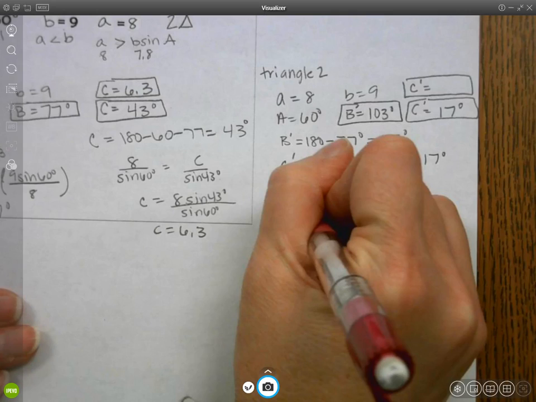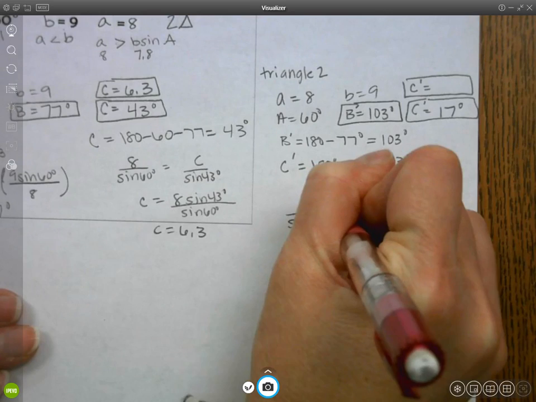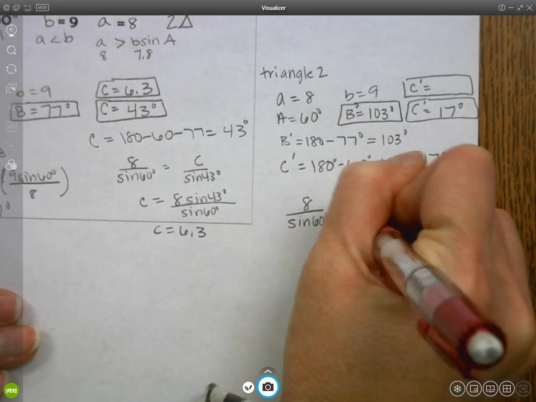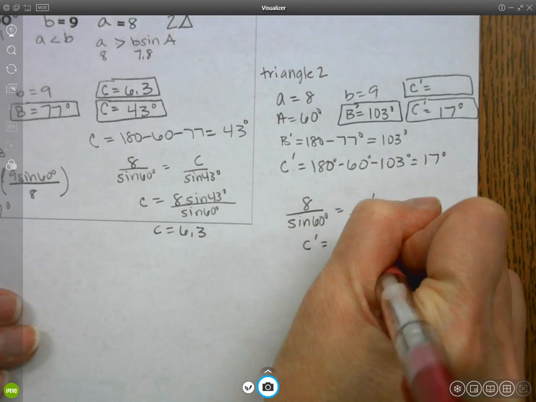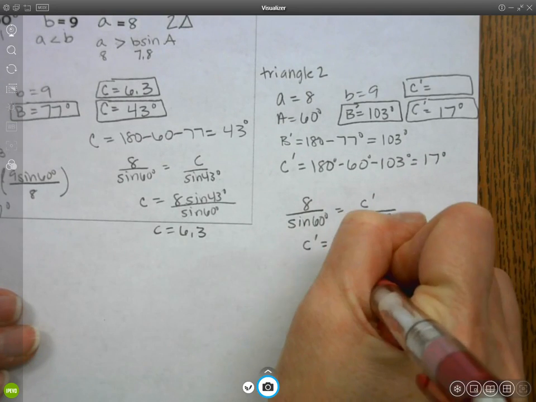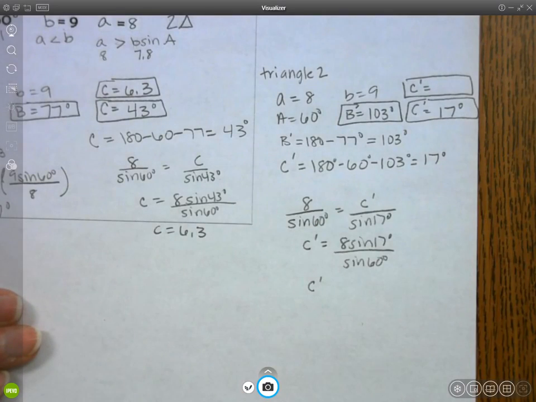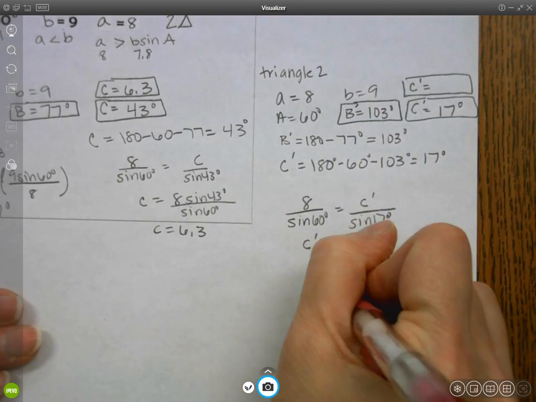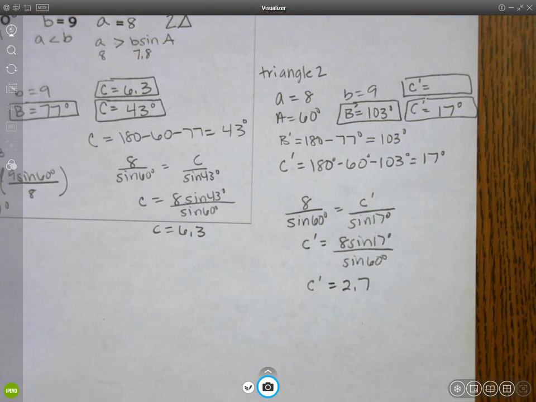And then to find side C prime, we just set up our law of sines. So C prime will be 8 times the sine of 17 degrees over the sine of 60 degrees. And I get 2.7. All right, if you have questions, please let me know.